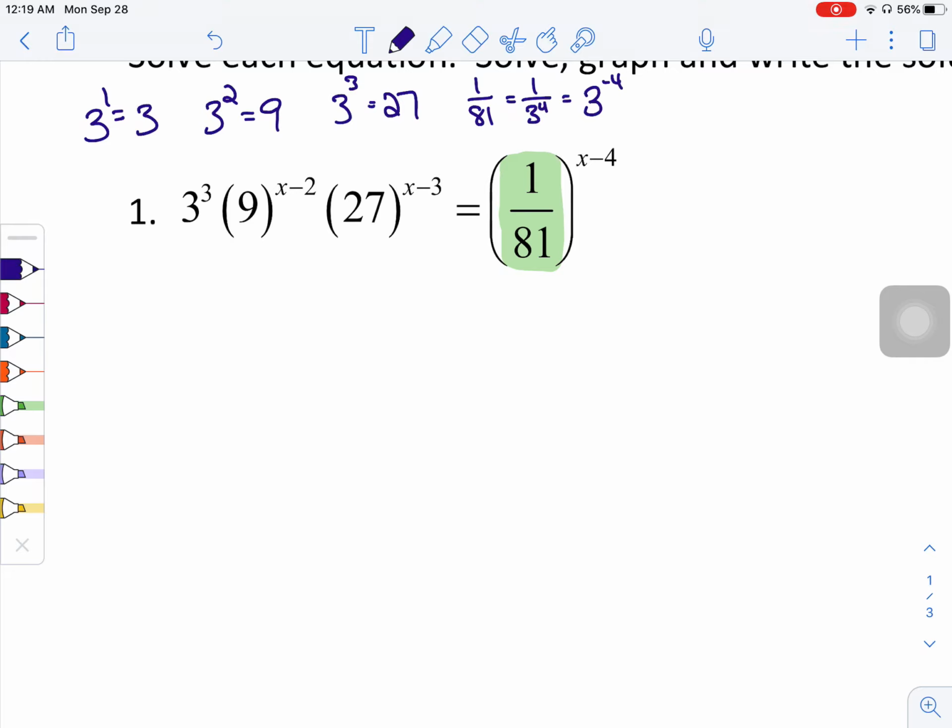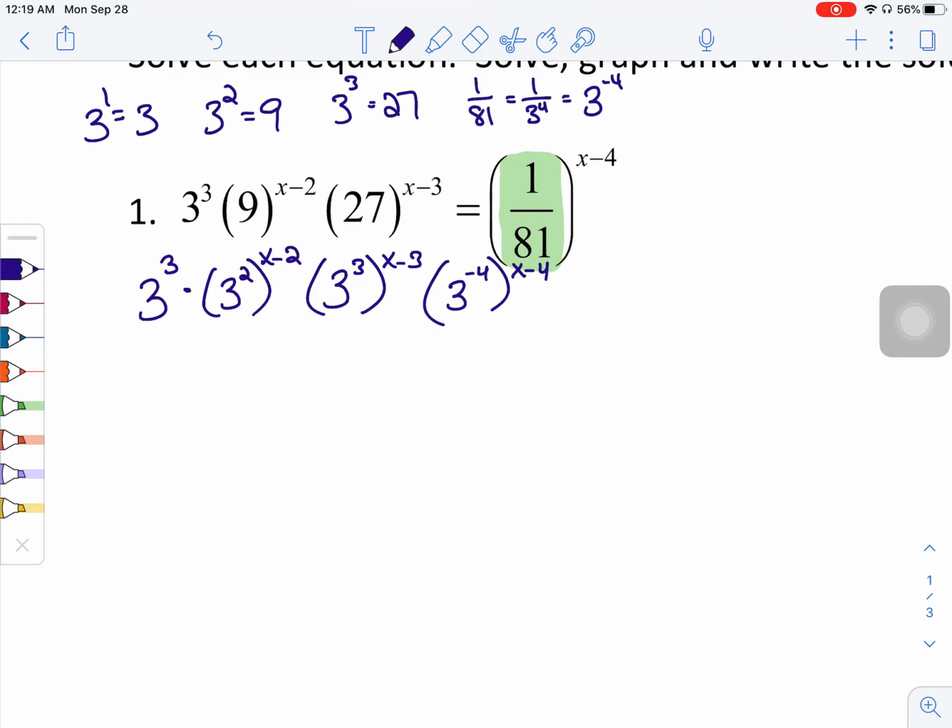All right, so 3 is going to stay 3. 9 is going to get replaced with 3 squared. 27 is going to get replaced with 3 cubed. And 1 over 81 is going to get replaced with 3 to the negative fourth. And there's an x minus 4 here. All right. So now I am going to take these powers that I have here. My exponent rule says I have a power raised to a power, so I can multiply those together.